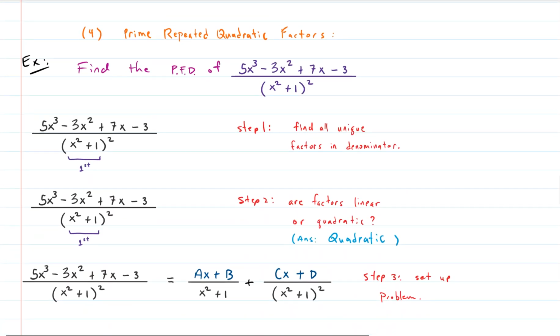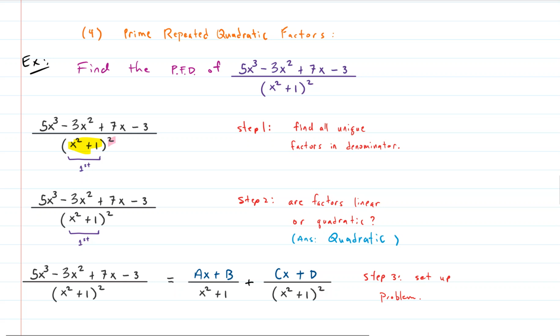Here's our problem. We want to find the partial fraction decomposition of, in the numerator, 5x cubed minus 3x squared plus 7x minus 3. In the bottom, we have quantity x squared plus 1, squared. So the first thing we do is we find all the unique factors. This problem is great for us because we only have one unique factor. It's x squared plus 1.